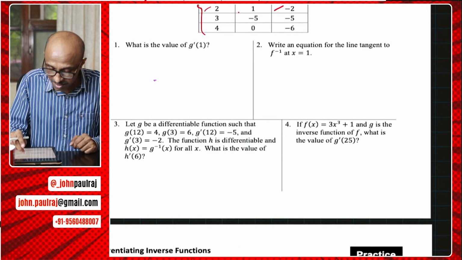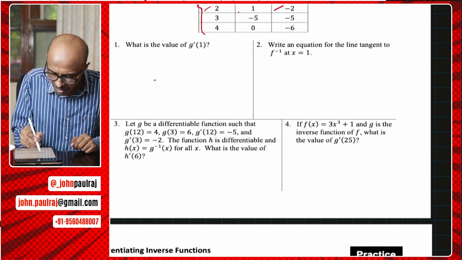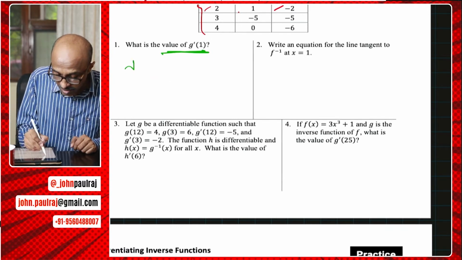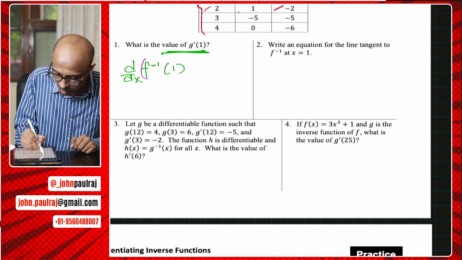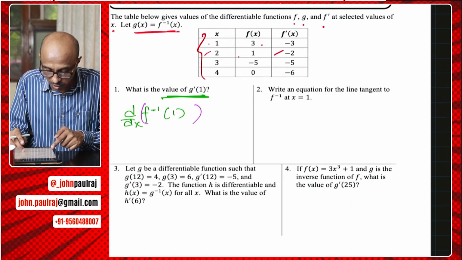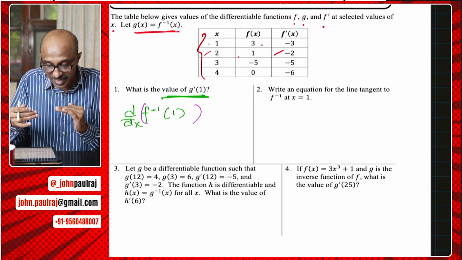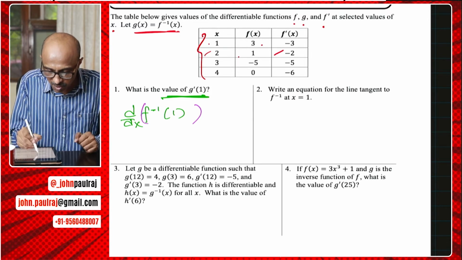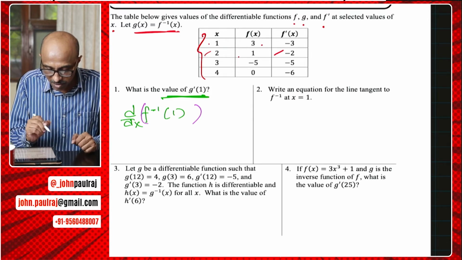And the question we're looking for is to find the value g prime of 1. In other words, they're asking us to find the derivative of f inverse of 1. I hope that is clear, because g represents the inverse, right? Inverse of the original function. So you're asked to find the derivative of f inverse. All right, so that's what g prime indicates. Okay, g prime at 1, at a particular value.